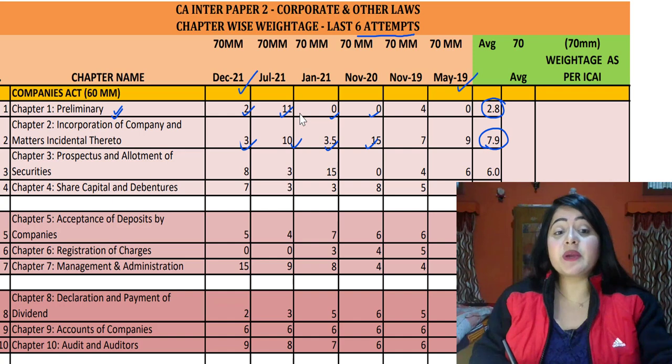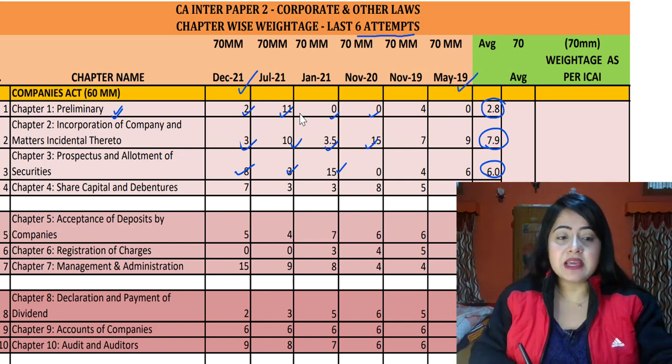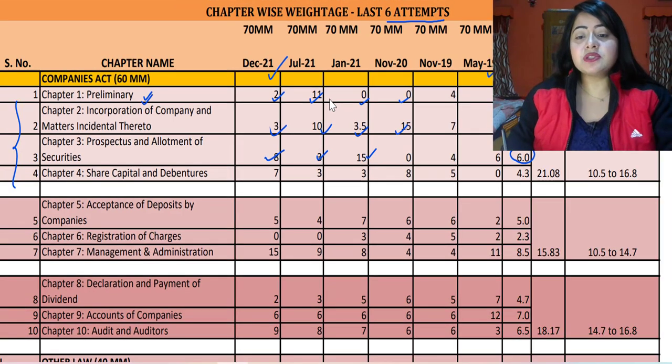Next is chapter 3, prospectus and allotment of securities. It almost comes every single time, and the average weightage is 6 marks. Next is share capital and debentures. It again comes every single time. The average weightage is 4 to 5 marks.